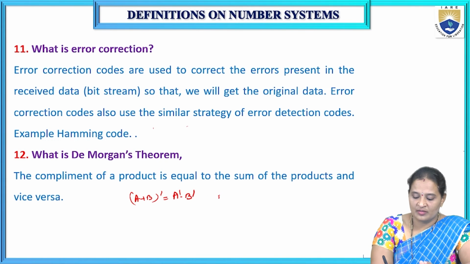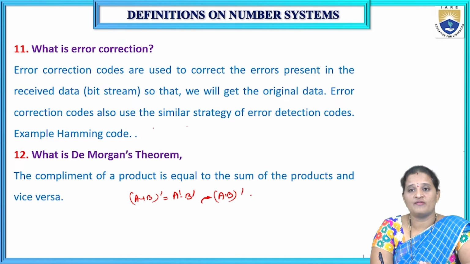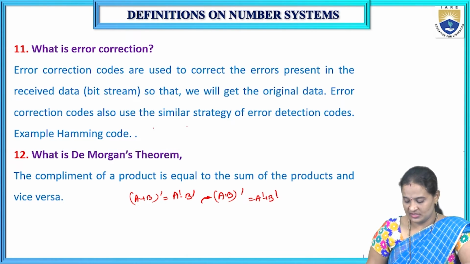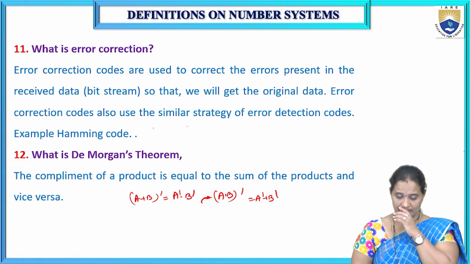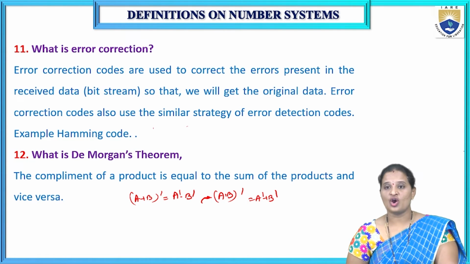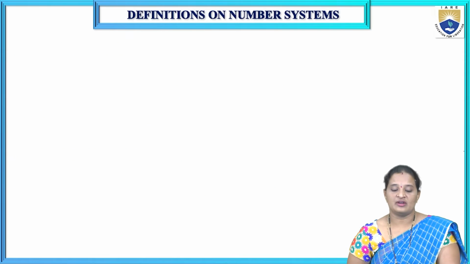Similarly, the complement of A dot B, the product, is equal to the sum of the complements of the variables. So this one becomes A bar plus B bar. So this is De Morgan's theorem. By applying De Morgan's theorem, we can get the complement of a given Boolean function.